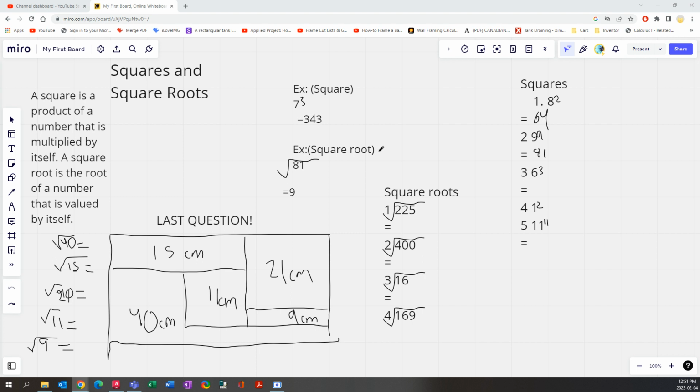For an example of a square root, there's this button that looks like a check mark with a line above the number, and it's used on calculators and on computers, so you could use it on whatever device you have. And what we're doing is we're doing 81. So the square root of 81 would be 9, because 9 times 9 would equal 81.